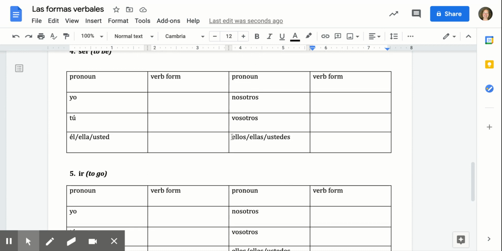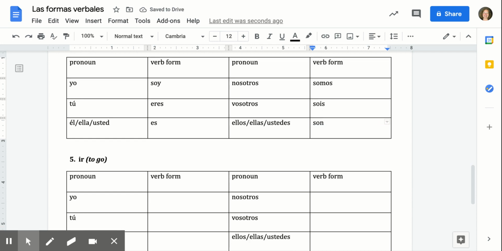We've already seen the verb ser. We have a notes page with this information. So it's I am is soy, you are is eres, he or she is es, we are is somos, you all are in Spain is sois, and they are, or you all are in Latin America, is son.